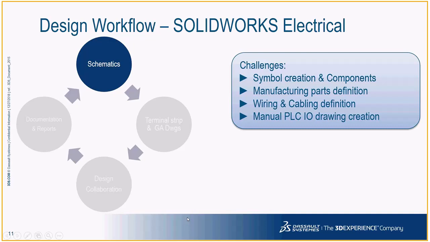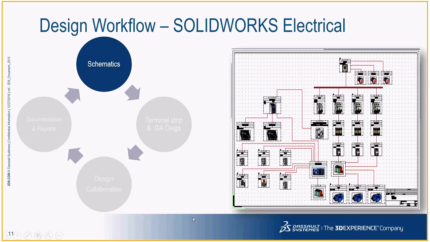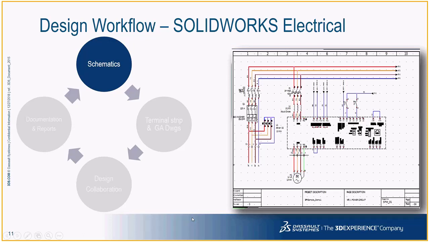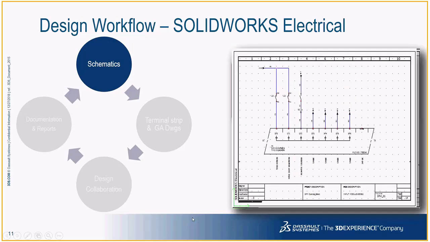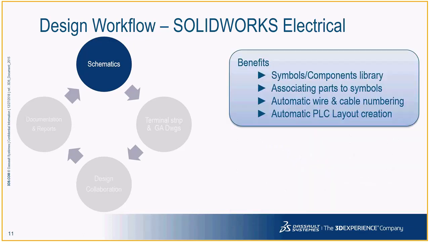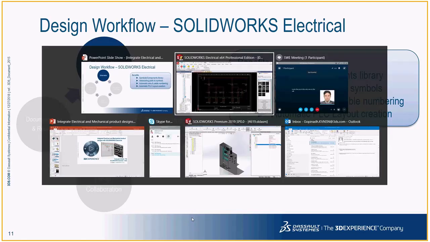So what we have seen here is a typical single line diagram, multi-line schematic, and then PLCs which we are going to see. And what are the benefits? Symbols and components can be created from the libraries associated with the parts from the symbols. Automatic wire and cable numbering can be done, and PLC layout creation can also be done automatically.